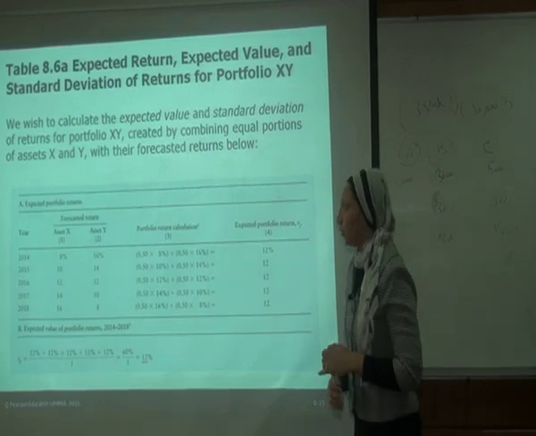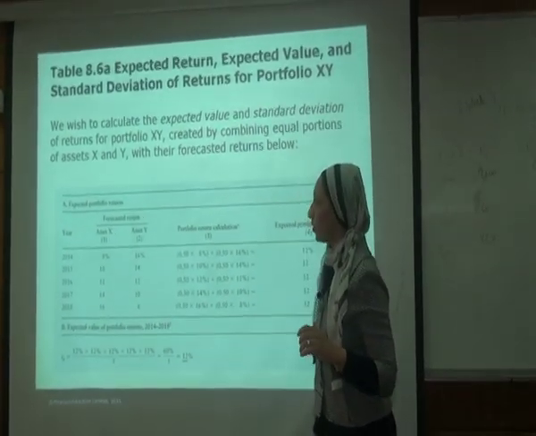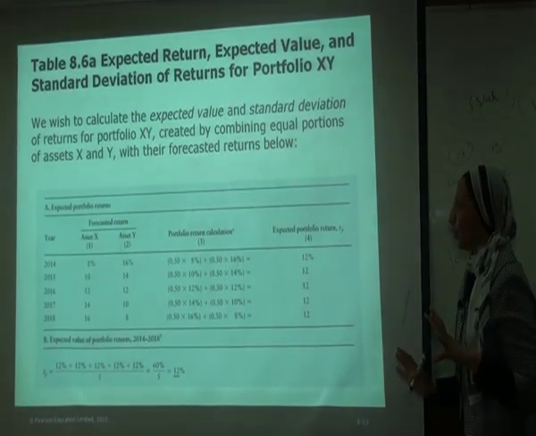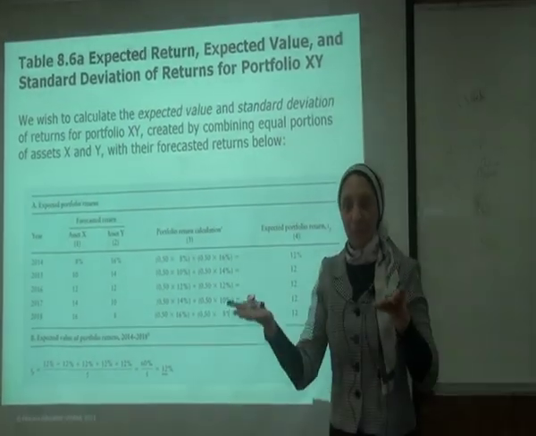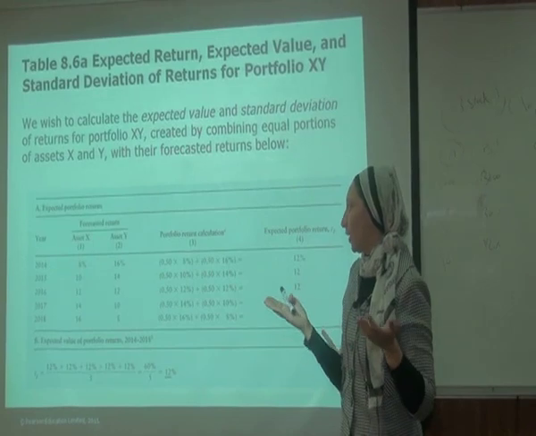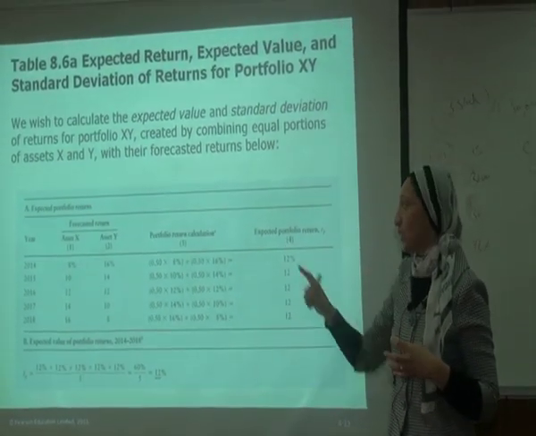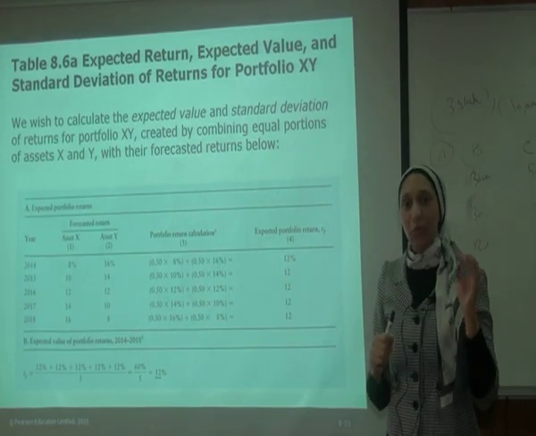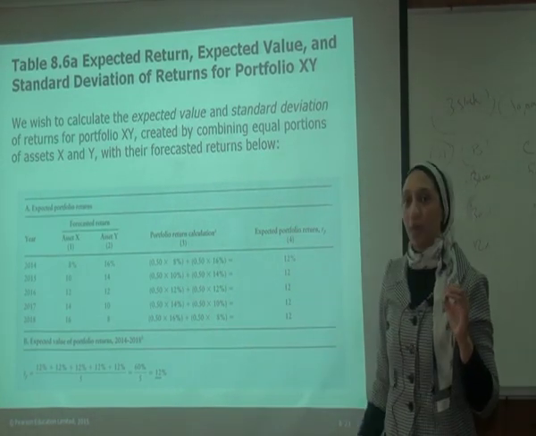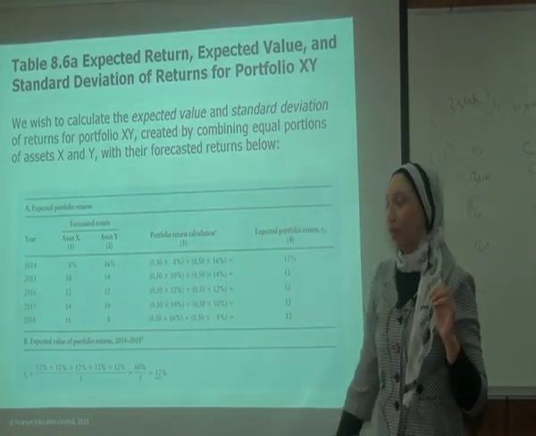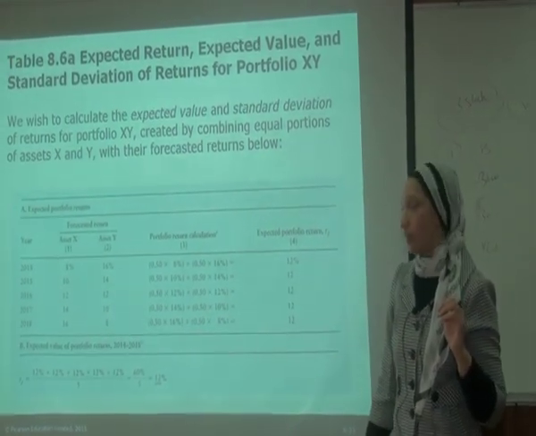We have here an example. We have two stocks, X and Y, okay? And we assume that we put 50% of our capital in stock A or stock X and 50% of our investment in stock Y. How to calculate the average return of this portfolio over periods, over a 5-year period?